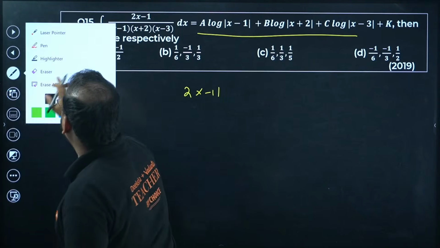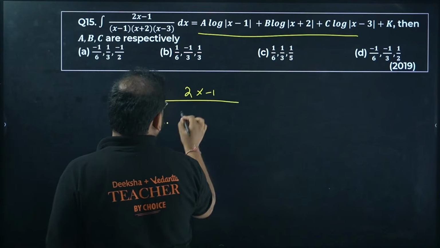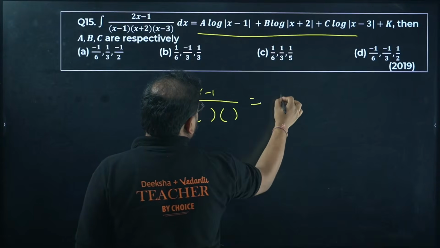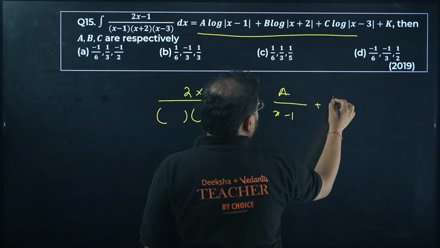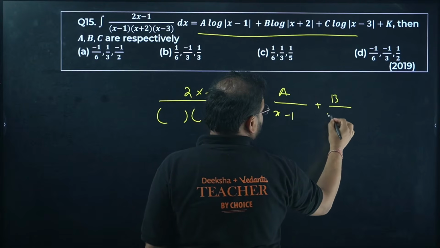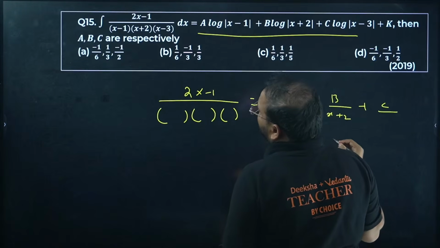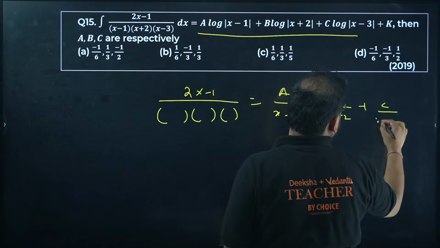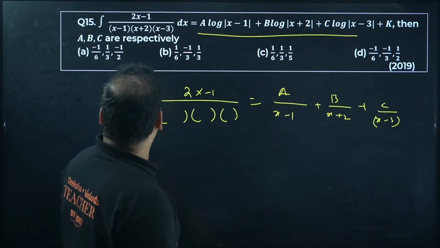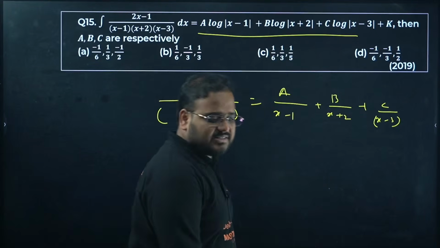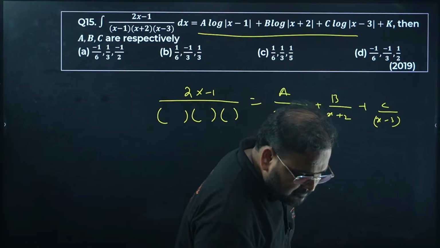I'll take the first one with the factors. I'll not write over here, not required. A with the first one as x minus 1. Next, b upon x plus 2 and c upon x minus 3. I think the answer is option D. Is the answer D correct?